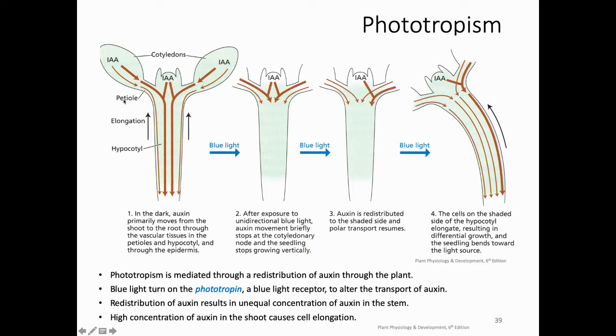Once you take these plants and put them into a box with a hole and you shine the blue light from the hole, the auxin will redistribute from equal concentration around the plants into the shaded side. The shaded side, once it receives more auxin at the shoot, will elongate better than the illuminated side. So the result is you see the plants bending toward the light source.